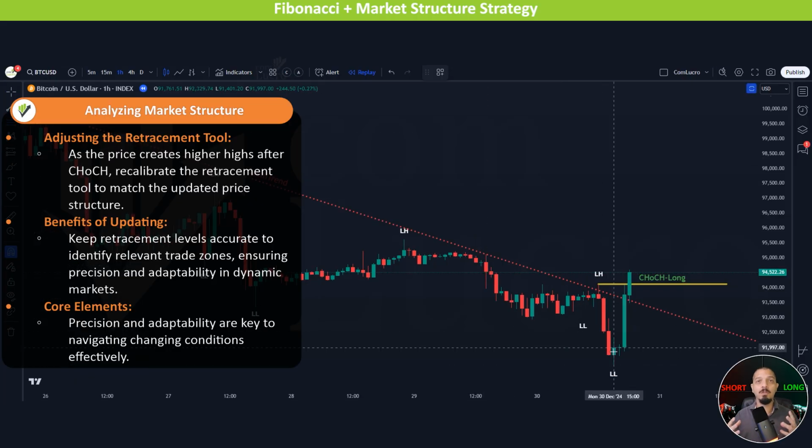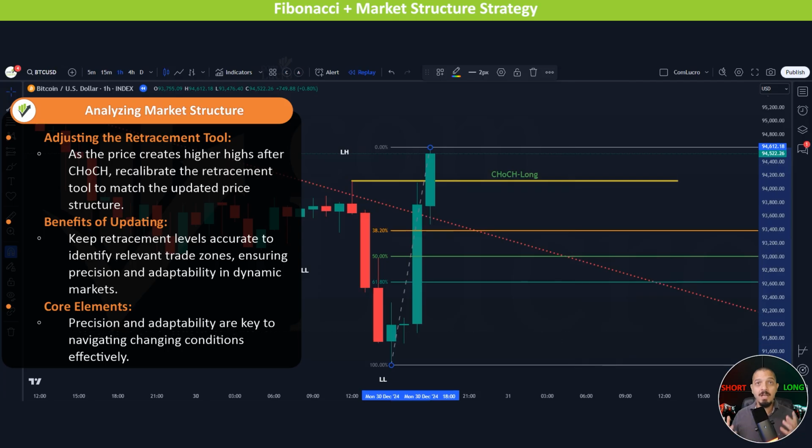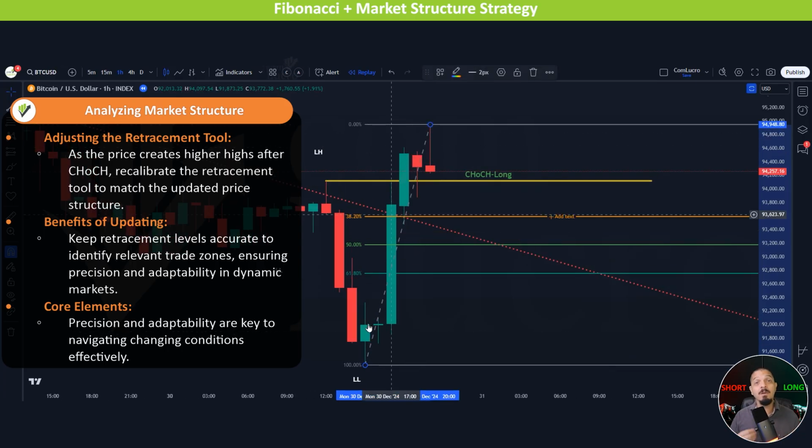It's important to note that the retracement drawing needs to be adjusted as the chart evolves. After the change of character, the price continues to move and creates a higher high, requiring us to recalibrate the retracement tool to reflect the new price structure. This adjustment ensures the retracement levels remain accurate and aligned with the latest market movement, helping us identify the most relevant zones for trade opportunities. By keeping the retracement updated, we maintain precision and adaptability, two essential elements for navigating changing market conditions effectively.